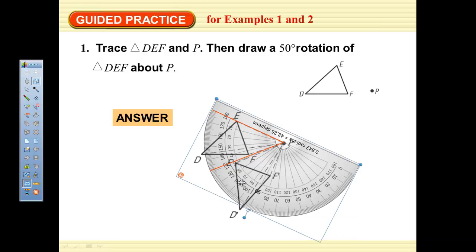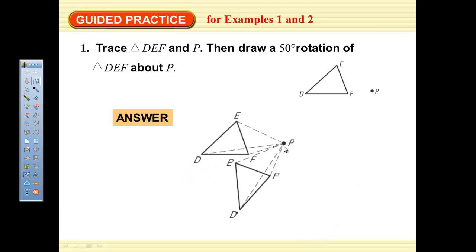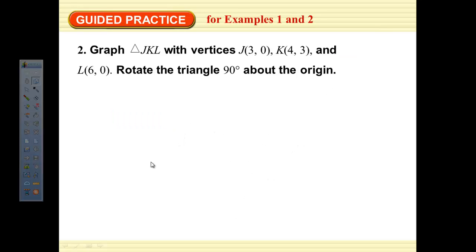And let me get rid of this. That's basically what it would look like. So PE and PE prime would be equal. PD and PD prime would be equal. PF and PF prime would be equal there. And we want to rotate 90 degrees.